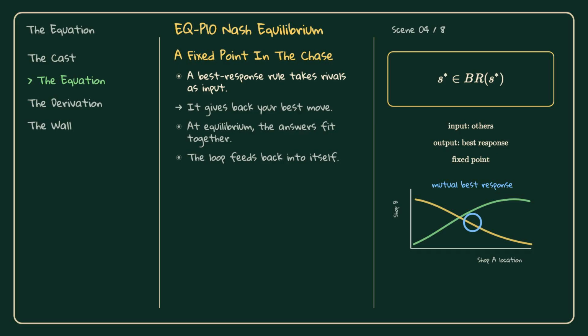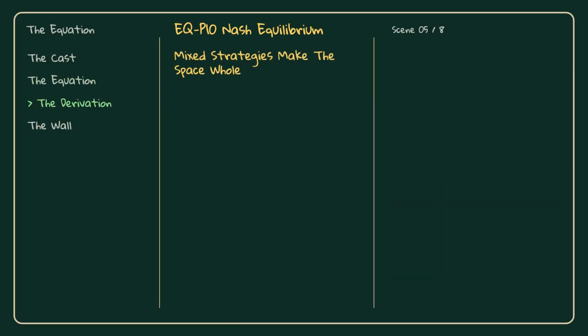For Nash, the rule is a best response map. Start with a proposed set of strategies. Each player asks for its best response. The rule sends the old profile to a new profile. At equilibrium, the new profile is the same as the old profile. The chase stops. Imagine a thermostat. If the room is cold, the heat turns on. If the room is hot, the heat turns off. The fixed point is the temperature where the system no longer pushes away.